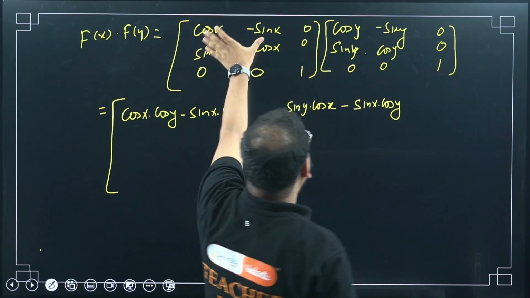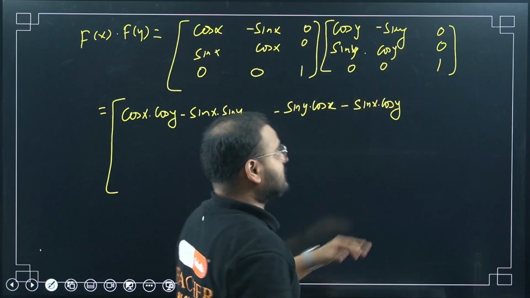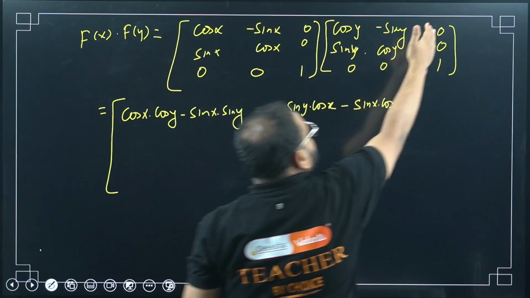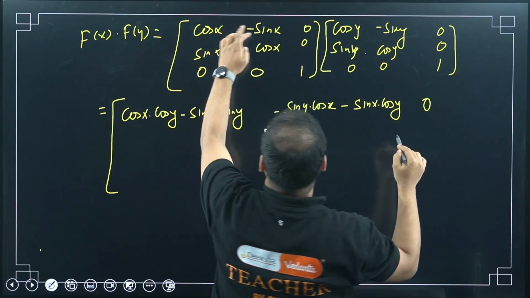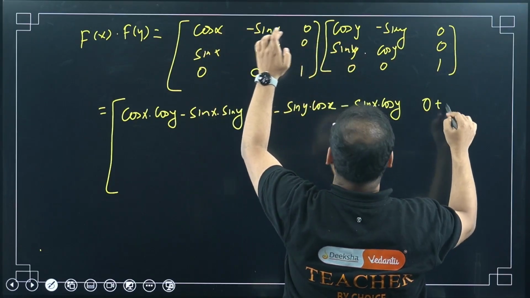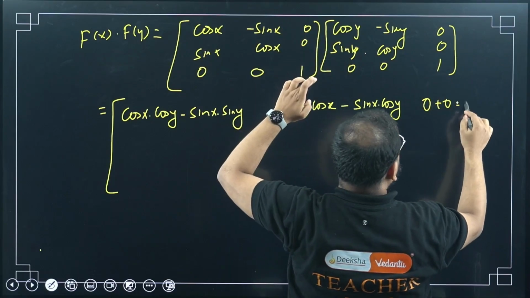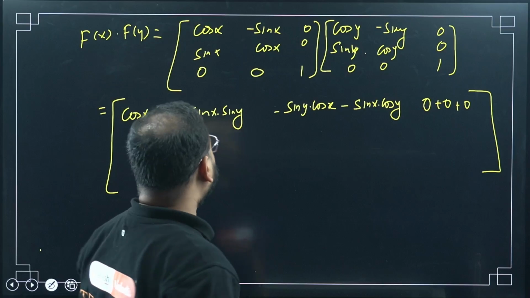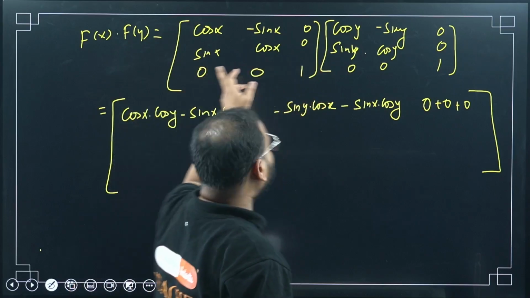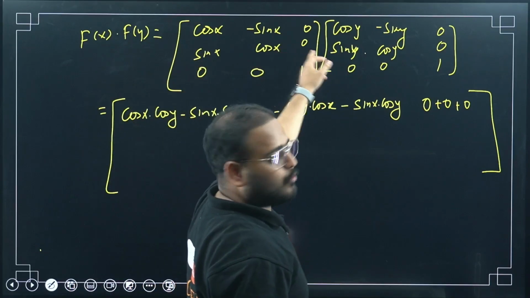Now the first row with the third column. Please understand this. First row with third column. So cos x with 0, 0. Sin x with 0, so plus 0. And this 0 with 1, so again 0. So the last element is 0 only. Simple. First row I have done. Same way I'll do for the second row with all the columns.